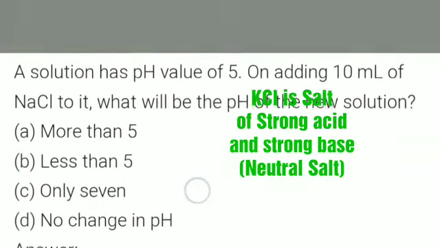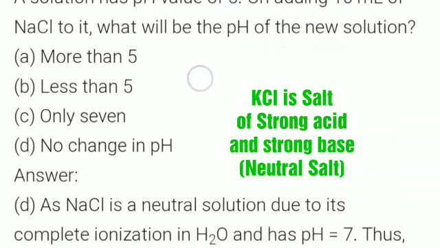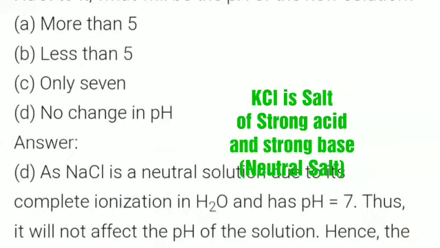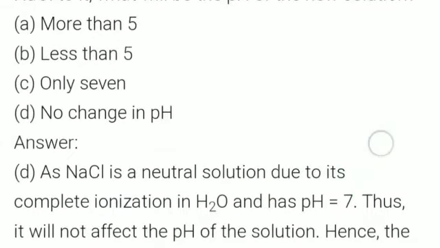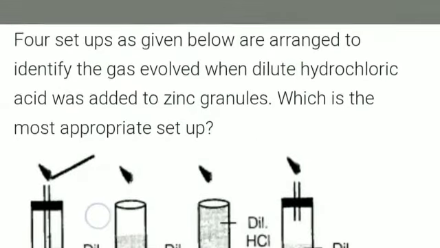A solution has a pH value of 5. On adding 10 ml of NaCl, what will be the change in pH? If NaCl is added to any solution, no change will take place in the pH value because NaCl is a neutral salt and there will not be any change in pH value.